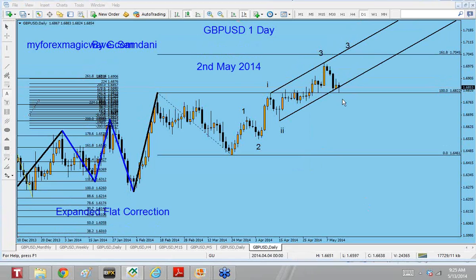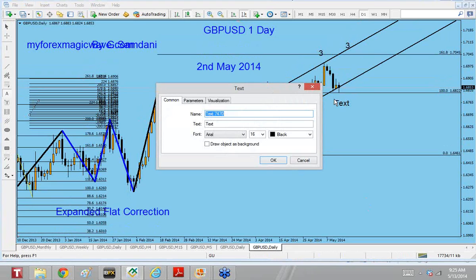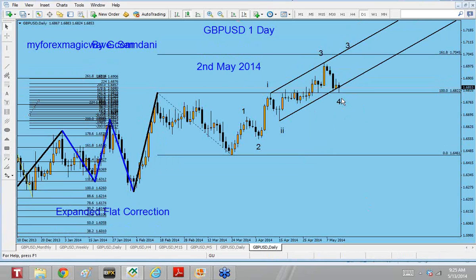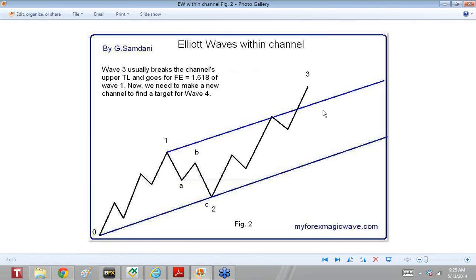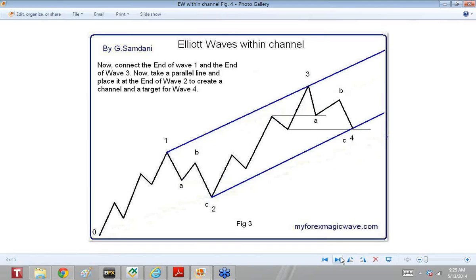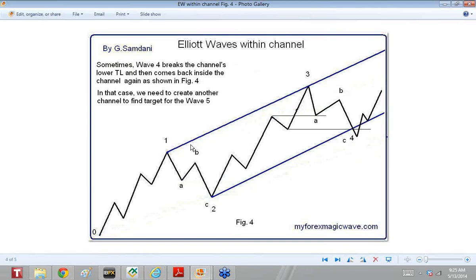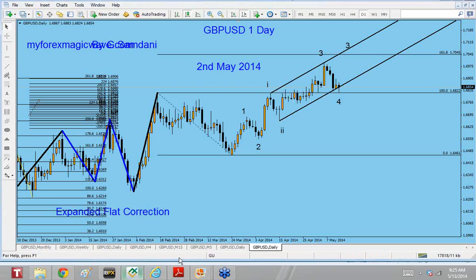Right now we're posting wave 4. It pokes a little bit into the channel, right? I'll show you that as well. If you pay attention here, see wave 3, then wave 4. How does wave 4 go? Wave 4 comes here, but wave 4 usually pokes a little bit into the channel. If you make the channel 1, 3, 2, 4 comes a little bit inside, pokes it, then goes back inside, and then wave 5 starts. So let's see if we can do that right here.